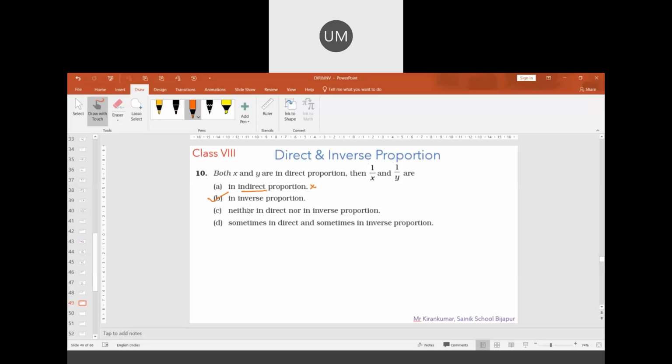Inverse proportion. But what is the reason here? Sir, x and y are in direct proportion. The ratio is constant in direct proportion. So what will be the ratio? 1 by x divided by 1 by y. If the quantities are changed, 1 by x divided by 1 by y, what will this be? It will be y by x now.